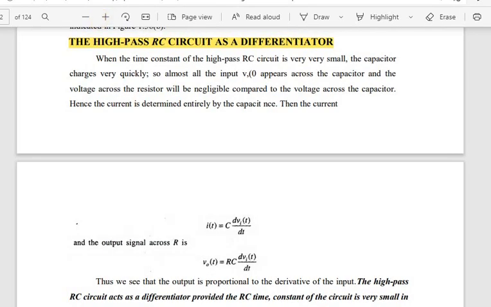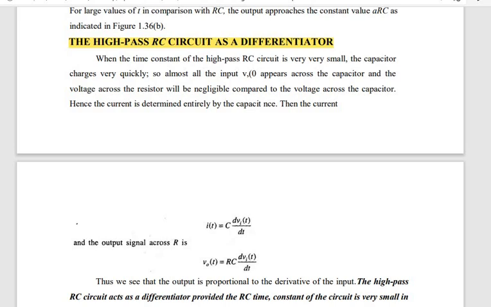The integrator was the circuit where the time constant is very large in comparison with the time required for the input signal to make an appreciable change. Now, when the time constant of a high-pass RC circuit is very small compared to the time required for the input signal to make appreciable changes, then that circuit is called a differentiator.